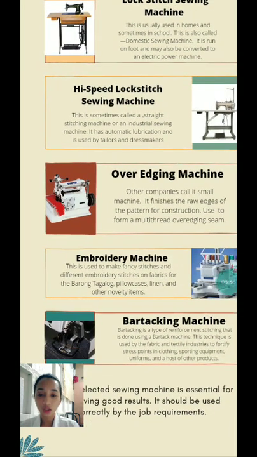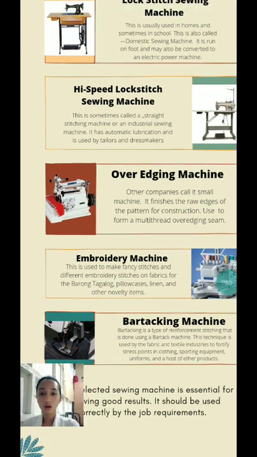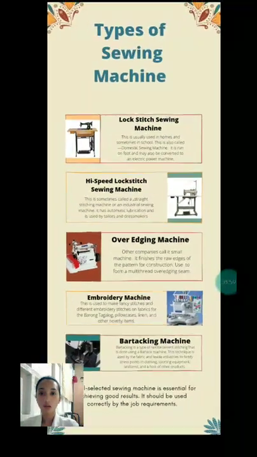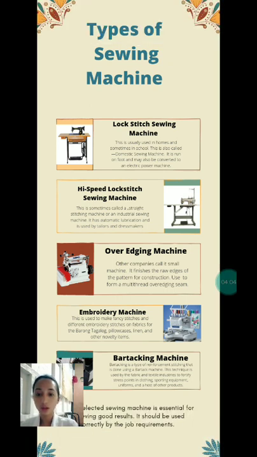While the bartacking machine is a type of reinforcement stitching that is done using a bartack machine. This technique is used by the fabric and textile industries to fortify stress points in clothing, sporting equipment, uniforms, and a host of other products. So these are the types of sewing machine in my infographic, and that's all.